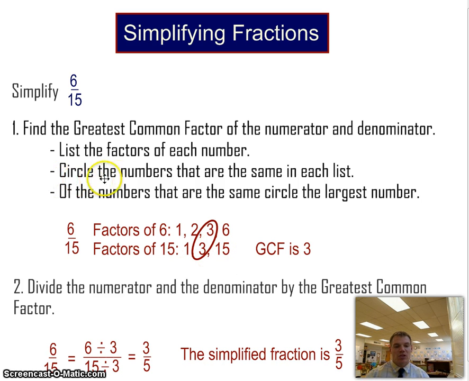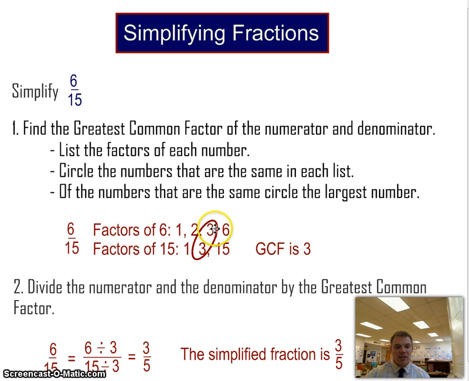Then what you need to do is circle the numbers that are the same in each list. Well, in this case, the only number that's the same in each list is the 3. And of the numbers that are the same, circle the largest number. So again, because there's only one number that's similar, our greatest common factor would be 3.